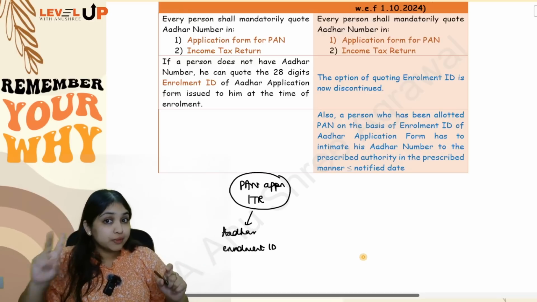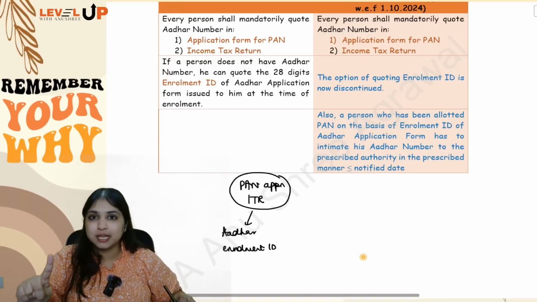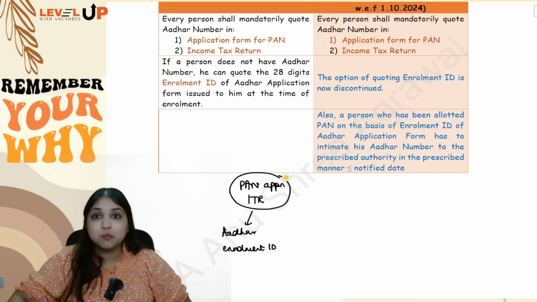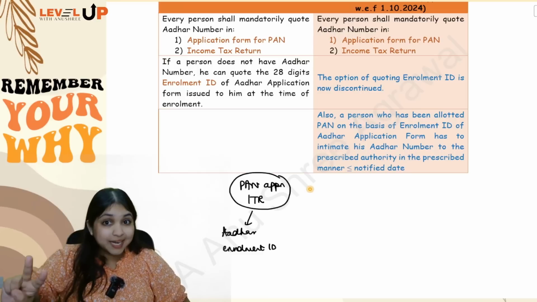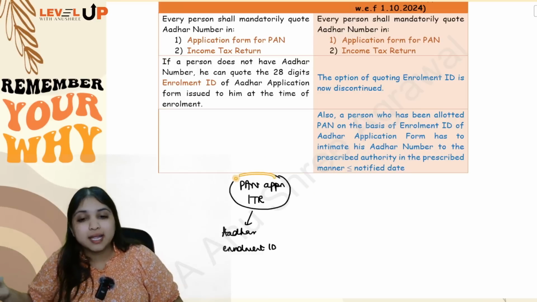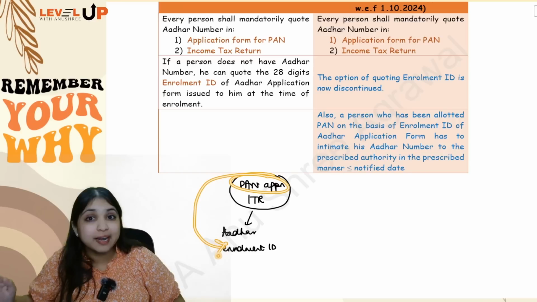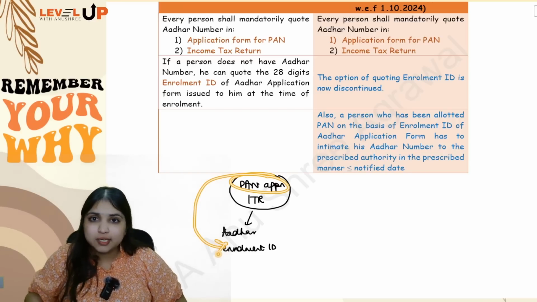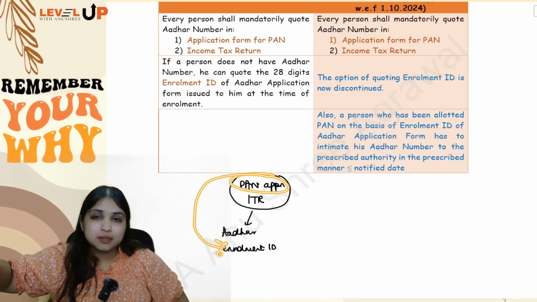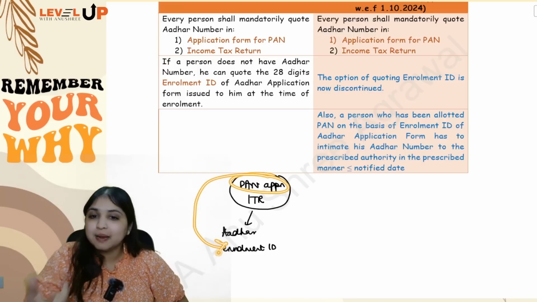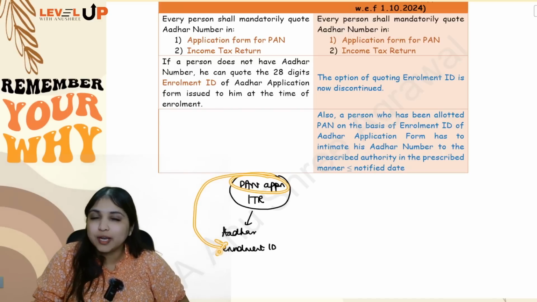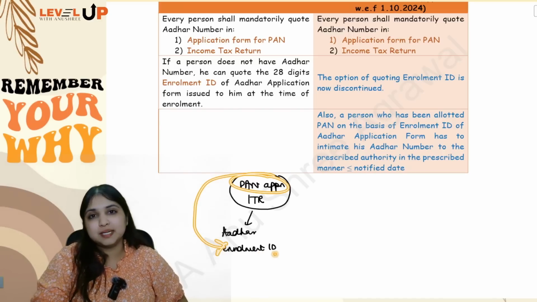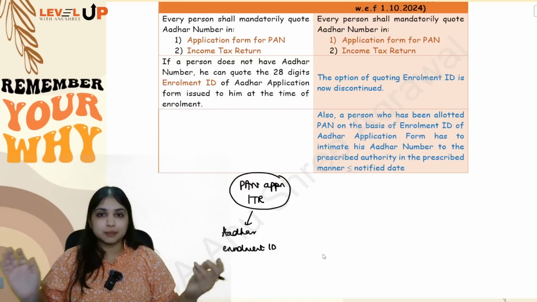So there are two amendments over here if you notice carefully. Number one, anymore you cannot quote your enrollment ID over here. Over here you have to quote only your Aadhaar number. Amendment number 2, earlier in the PAN application, if you have given enrollment ID, it means you had applied for Aadhaar. You got enrollment ID number, that number you put over here. Now after all these days, Aadhaar number government would have allocated to you. So whatever Aadhaar number is allocated to you, inform the income tax department.